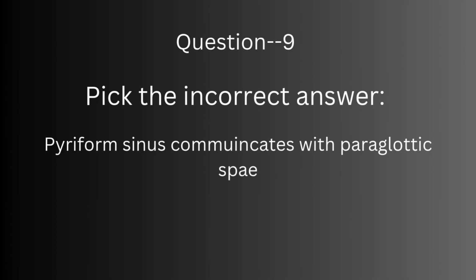The next question was, pick the correct answer. The statement was, paraglottic space is a bilateral structure. Yes, it is a bilateral structure. There is a right-sided paraglottic space, there is a left-sided, and they both communicate with each other. Pyriform sinuses are separated from the paraglottic space only by a mucosal fold reflection. That is a correct statement.